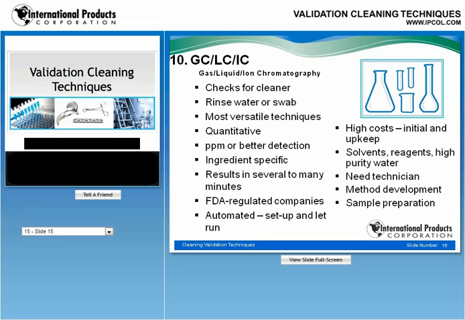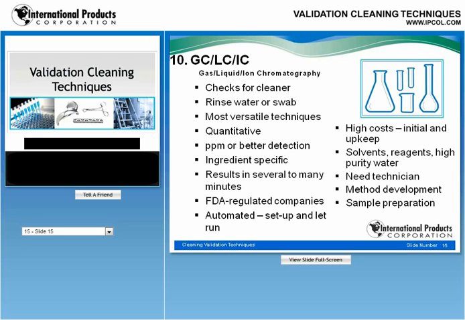However, once a method is developed, the instruments can be set up and left alone. They run automatically. The costs are relatively high for the initial purchase and also the upkeep. High-purity solvents, reagents, and high-purity water are necessary in order to have these run properly. And typically, most companies have a full-time technician running these instruments. It does require method development before samples can be run, and this can be quite time-consuming as well. And samples need to be prepared before running them.